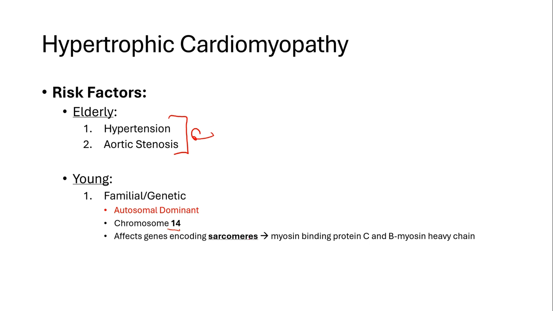It affects the genes that are encoding for sarcomeres, mostly the myosin binding protein C and the beta myosin heavy chain. Although Step 2 and Step 3 do not like to test you on enzymes and these topics that were mostly tested on Step 1, it is important to know these two things that are affected in hypertrophic cardiomyopathy. This here in younger individuals is the number one cause overall. And for the rest of the slides, we will primarily be talking about this. But it is important to know that if someone presents with something similar to what we're about to talk about, but they are roughly 60, 70, or even 80 years old, it is probably more so due to these causes.